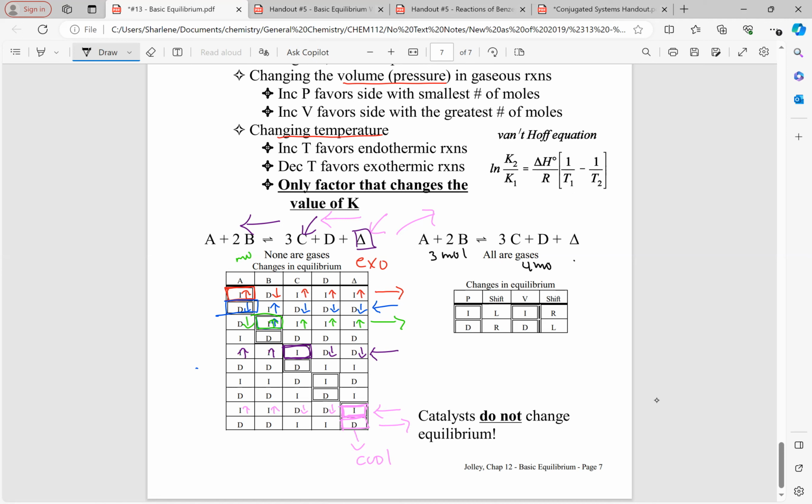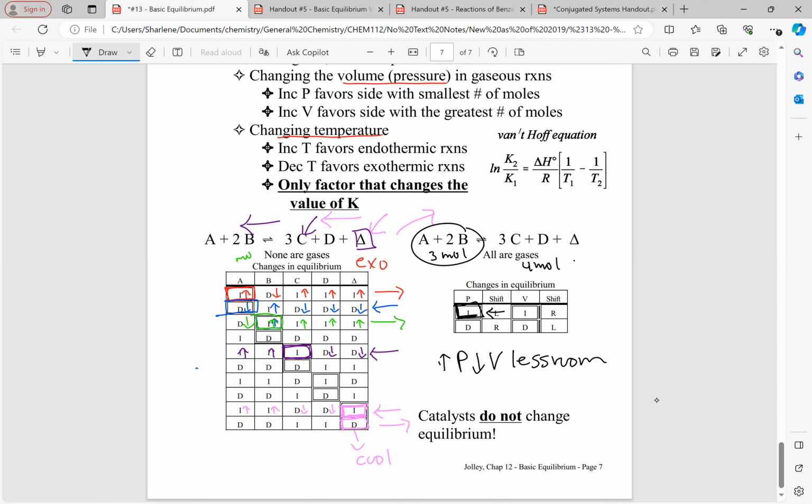All right, so this side has 3 moles of gas, and this side has 4 moles of gas. So if I increase the pressure, that means the volume is going to decrease, because remember, they're linked for the gases. So if I increase the pressure, I'm going to decrease the volume, so there's less room. Well, which side of the equation takes up less room? That would be this side. So in this case, it shifts left.